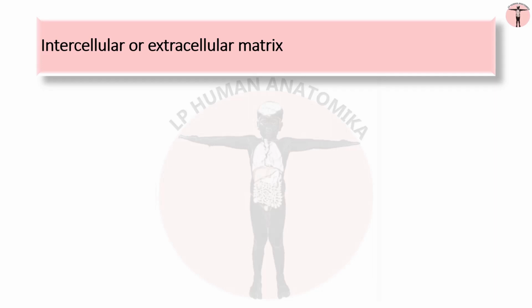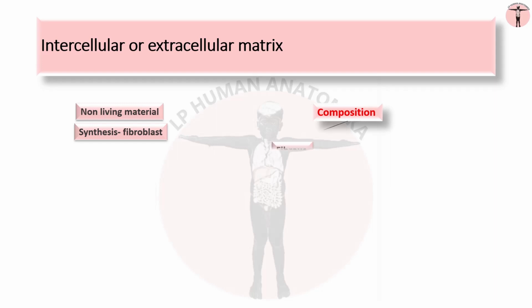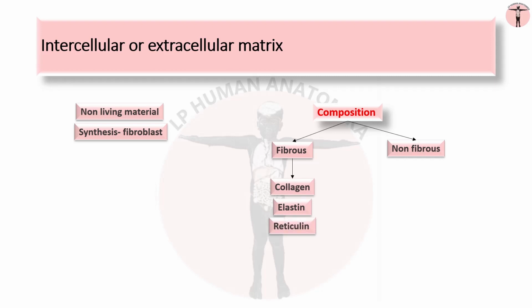Intercellular or extracellular matrix is a non-living material synthesized by connective tissue cells, particularly fibroblasts. It consists of fibrous and non-fibrous elements. The fibrous element has 3 types of fibers: collagen, elastin, and reticulin. The non-fibrous element is formed by the ground substance.